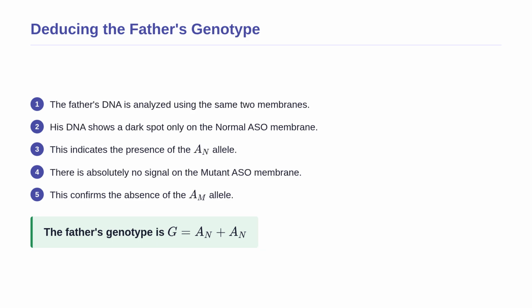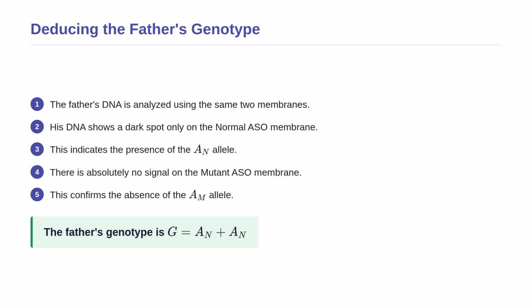Now that we have deduced the mother's genetic makeup, let us analyze the father's results. His DNA was subjected to the exact same procedure. However, his visual results are different. His DNA only bound to the normal probe, showing a dark spot on the normal ASO membrane. This gives us our first allele, AN. Crucially, he showed absolutely no signal on the mutant probe membrane.